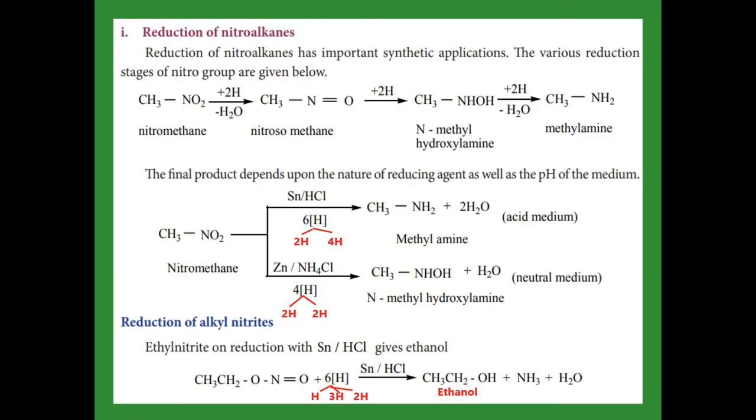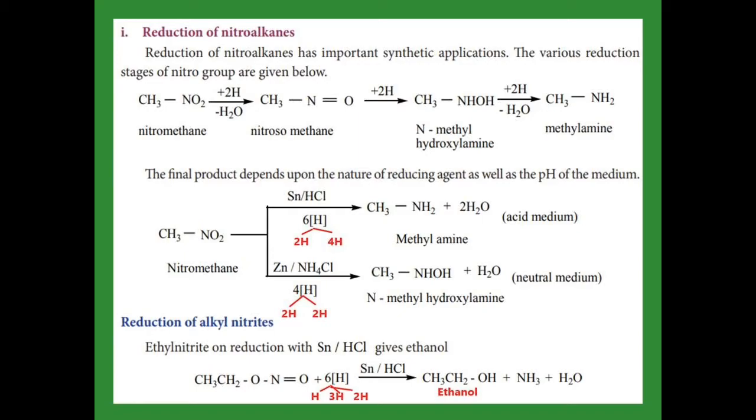The next one, if it is in the neutral medium, it is zinc and ammonium chloride. Here 4 hydrogen is added. I split the 4 hydrogen, 2 hydrogen and 2 hydrogen. Then 2 hydrogen combines with 1 oxygen of nitromethane. It gives 1 mole of water, and the remaining is CH3NO. That NO is added with 2 hydrogen, so we get N-methyl hydroxylamine.